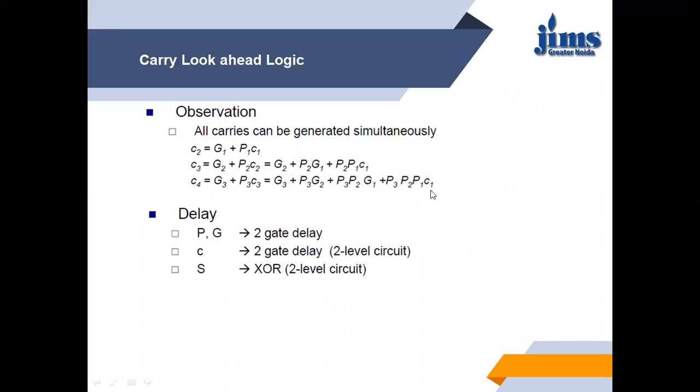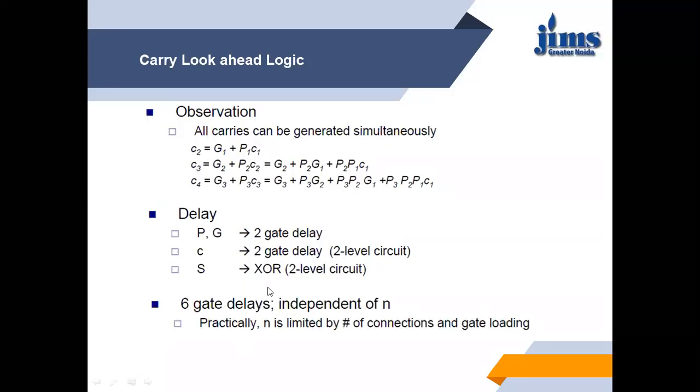So in this way, the delay for P and G is 2 gate delay. For carry, it takes 2 gate delay, and for the XOR, it again takes 2 gate delay. So the gate delay is equalized, and at the same time we are getting carry and sum, and the total gate delay will be 2 plus 2, 4. So after 4 gate delay, each and every sum will be there, and each and every carry will be there in the circuit.